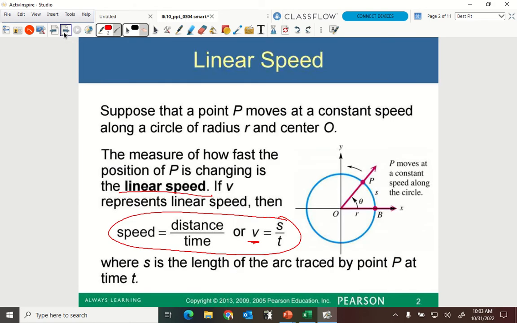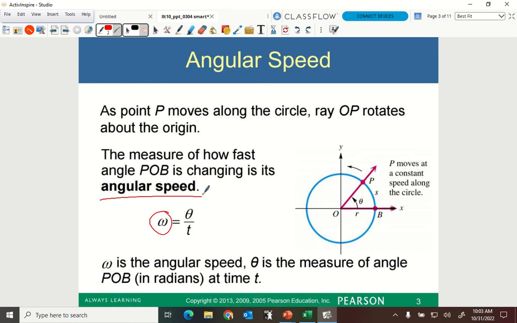Blam. It's all this. Linear speed is distance over time, which is v is equal to s, my distance, divided by time. Angular speed, which is my w here, is my angle theta in radians divided by time.